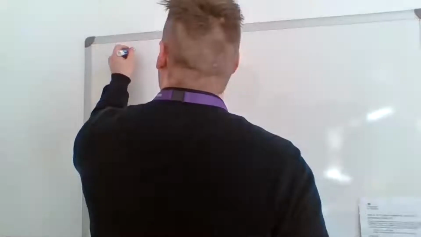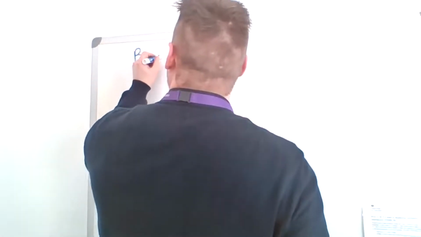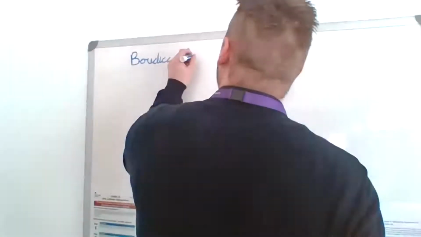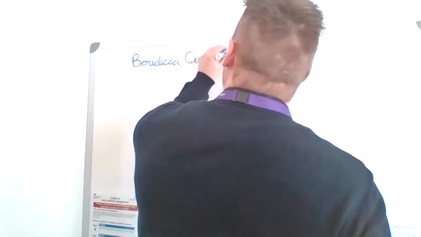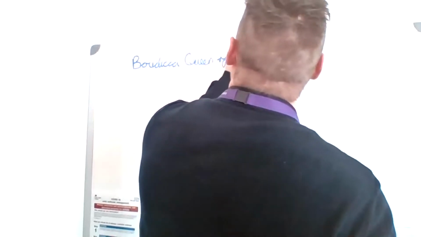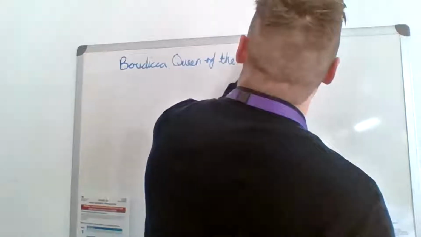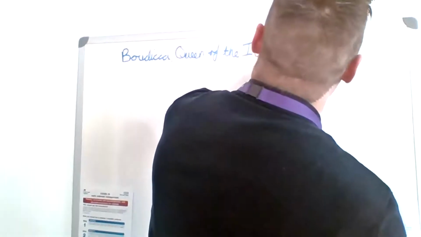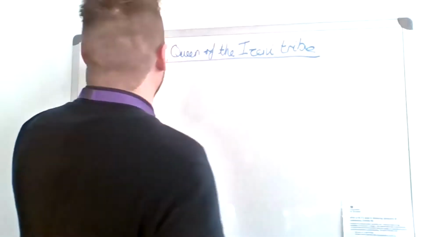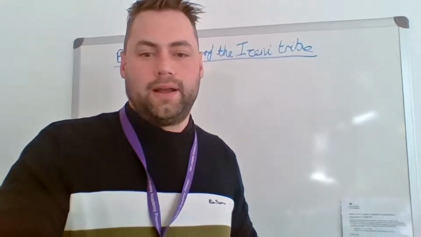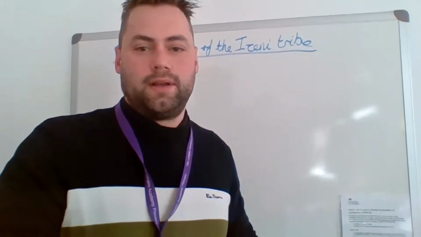Okay, so I'm going to write down as my heading Boudica, Queen of the Iceni tribe. And then you get a pencil and a ruler, and you underline it.